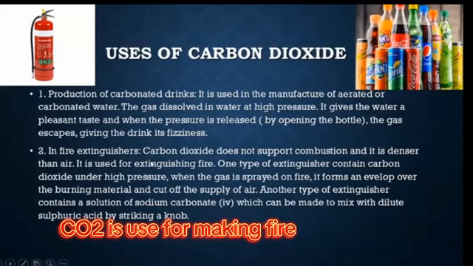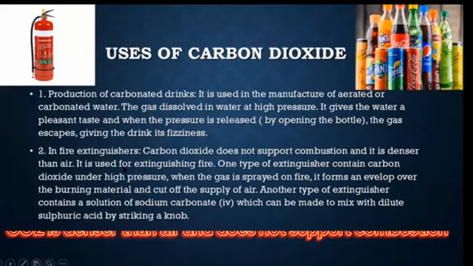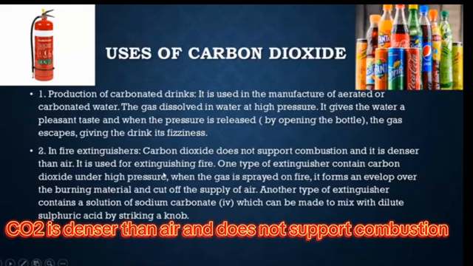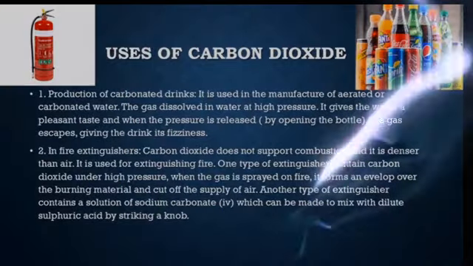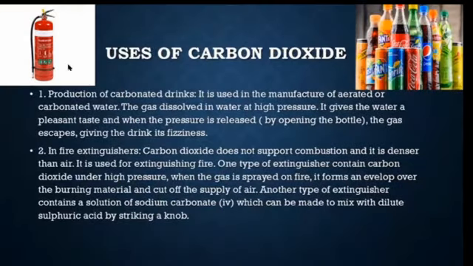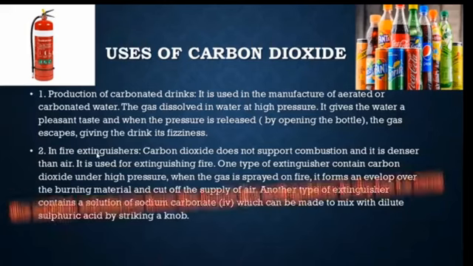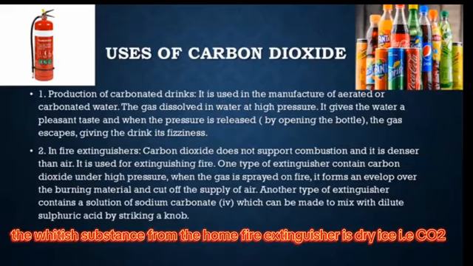Carbon dioxide does not support combustion, and it is denser than air. It is used for extinguishing fire. Why do we use it for extinguishing fire? Can anybody tell us the reason? It is a heavy gas. Any other answer or opinion? One type of extinguisher contains carbon dioxide under high pressure, and this is what we are talking about. So when you press it, what will happen? You are going to see a whitish substance there. That whitish substance is called the dry ice, and the dry ice is carbon 4 oxide in solid form, and it is used for extinguishing fire.